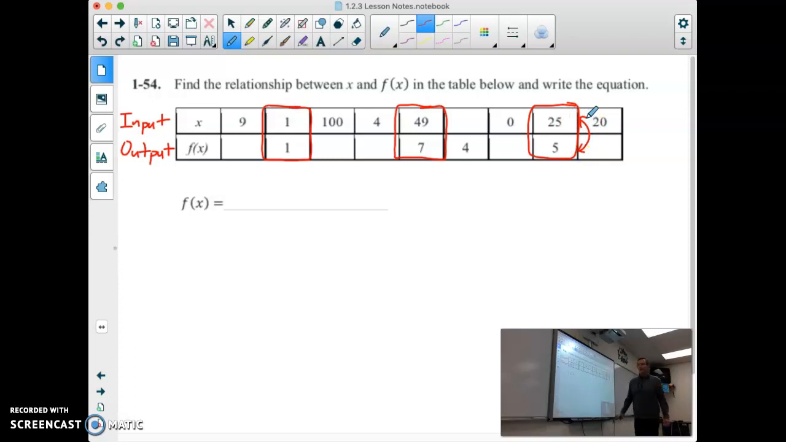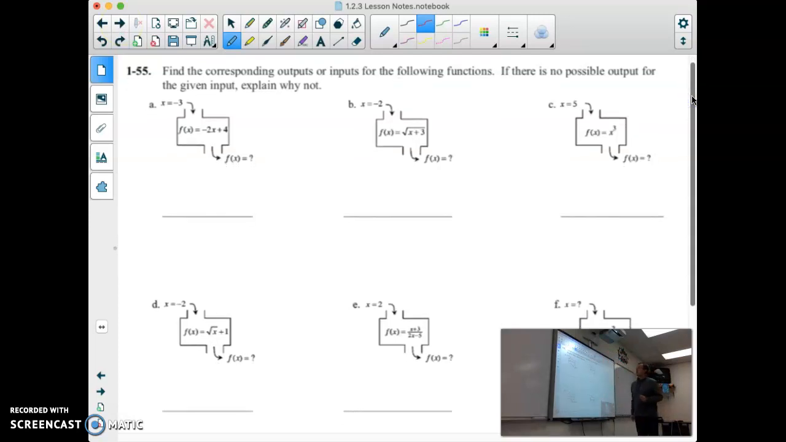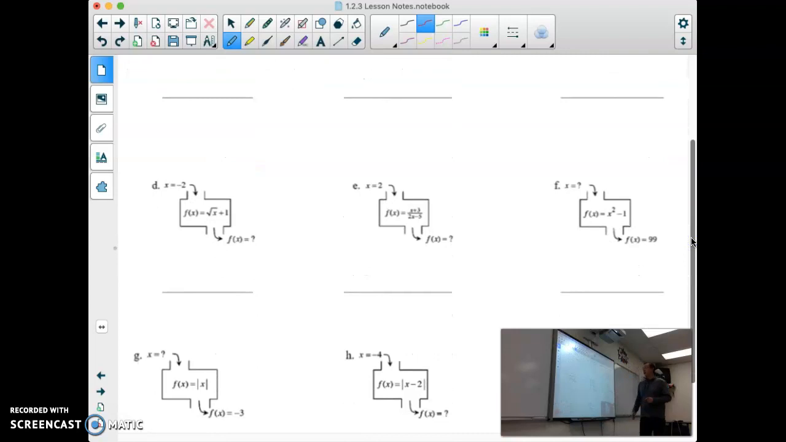So I want you to take a look at this one, fill in the rest of that chart, and try to figure out what the function might be for this table. 55, I'm also going to have you do on your own. These are really good practice problems. Plug in our input values over here, get our outputs. There are some where we know the outputs and we have to find the input, like part F.